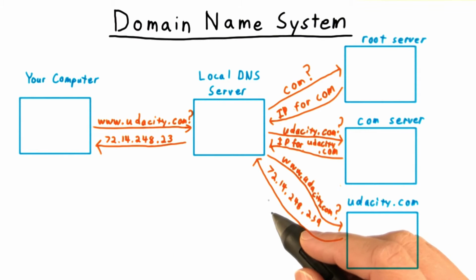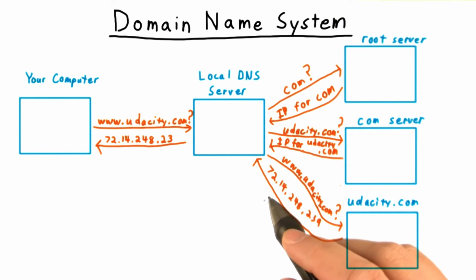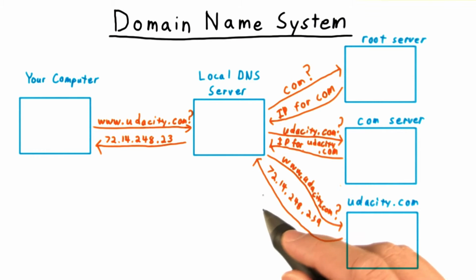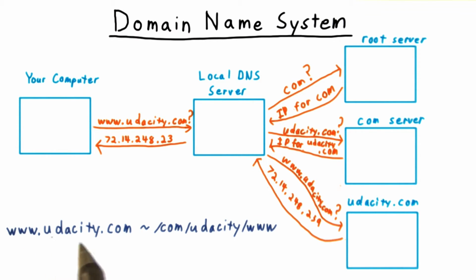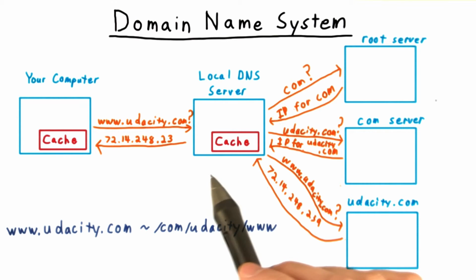This should be somewhat reminiscent of how a directory system works. Importantly, however, higher levels in the tree are to the right in a hostname. Hence, www.udacity.com is sort of like /com/udacity/www.